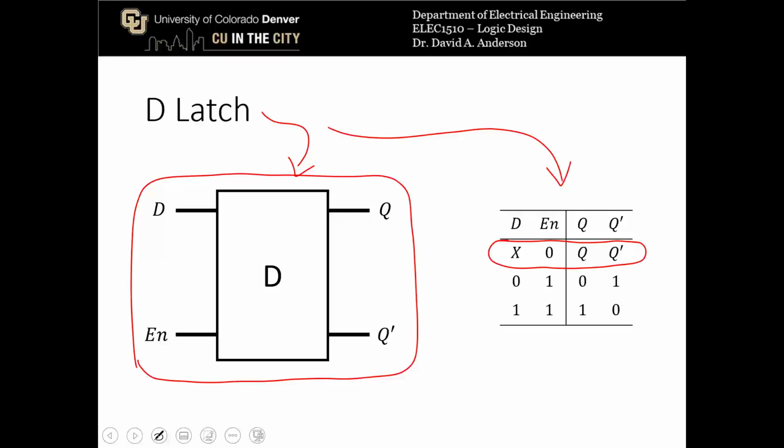It doesn't change. When enable is a 1, Q is simply equal to D, and Q prime is equal to D prime. We can set it to the data that we enter into the D latch, and then by setting enable to 0, it will remember that data, even if the D line changes.